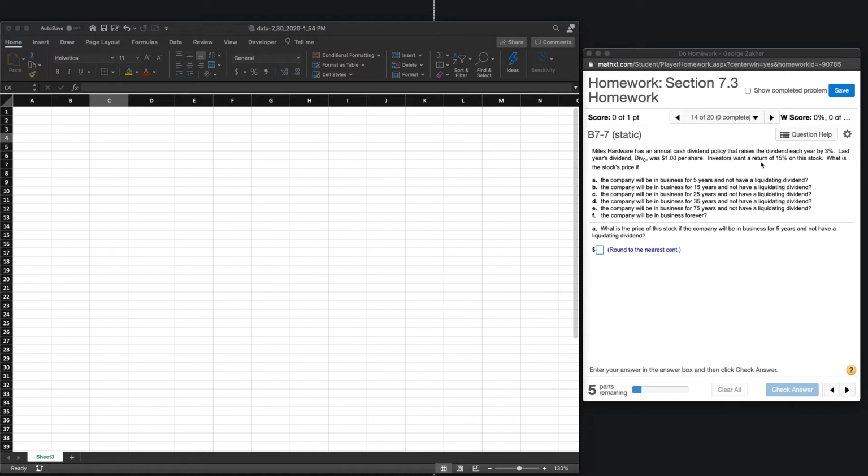rate of return of a 15% stock based off of it looks like a finite number of years from A to E. And then finally, we're going to be dealing with the infinite or the forever case. So let's go ahead and get our table ready here.